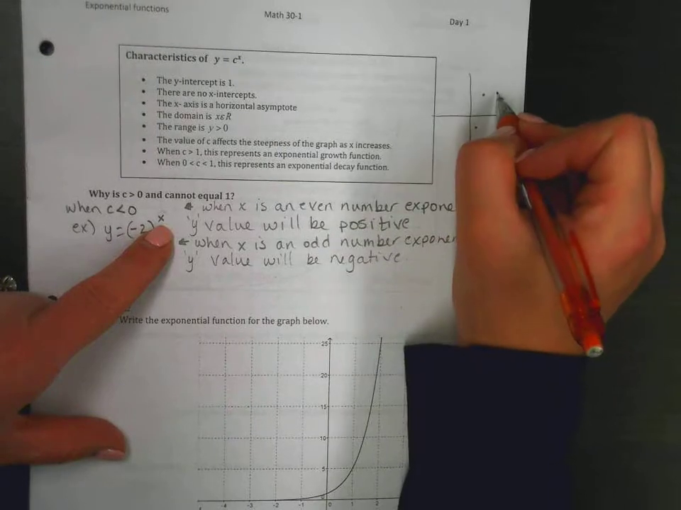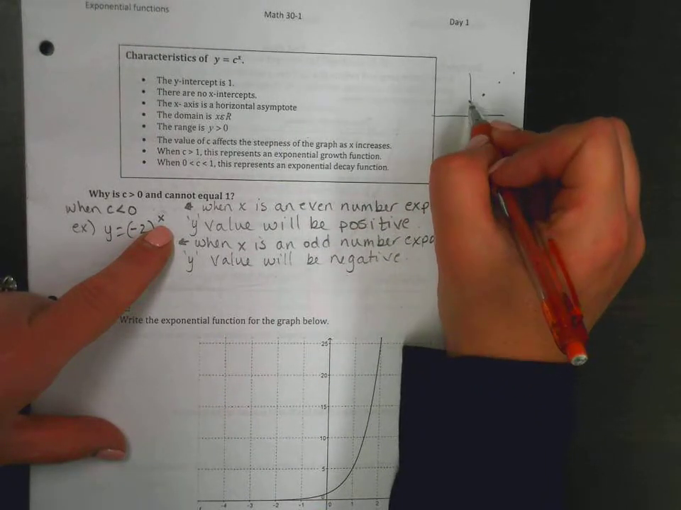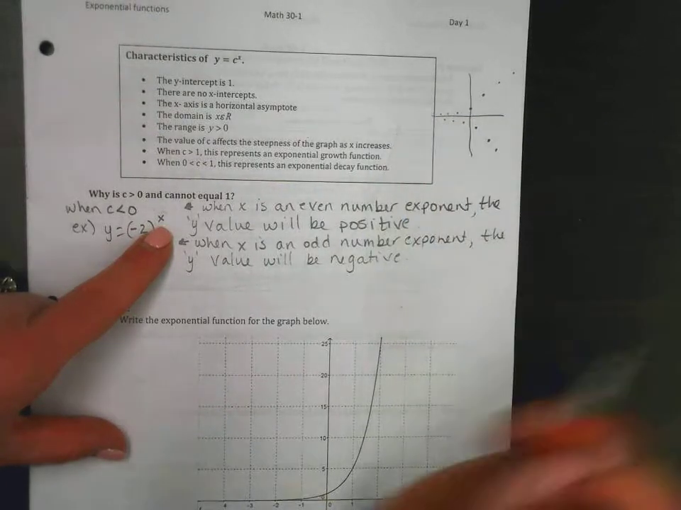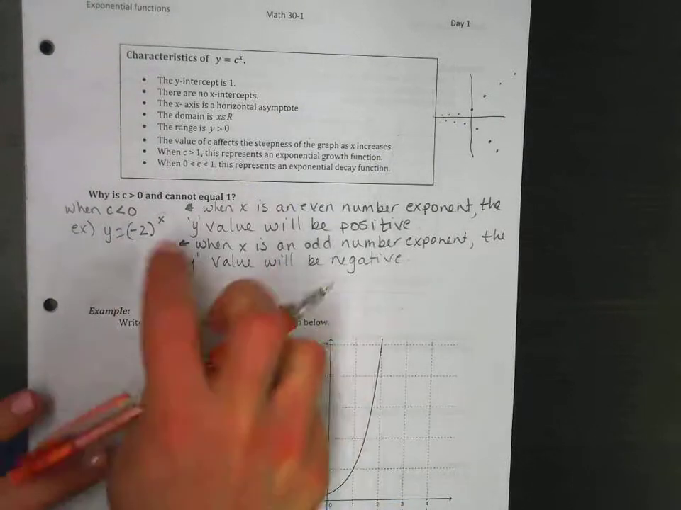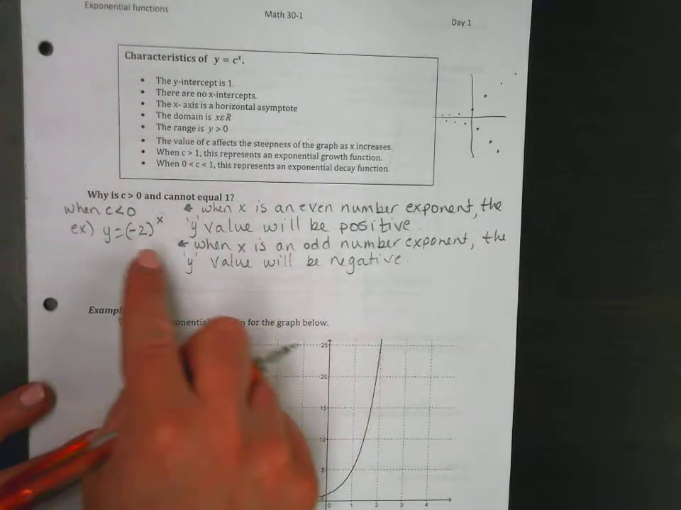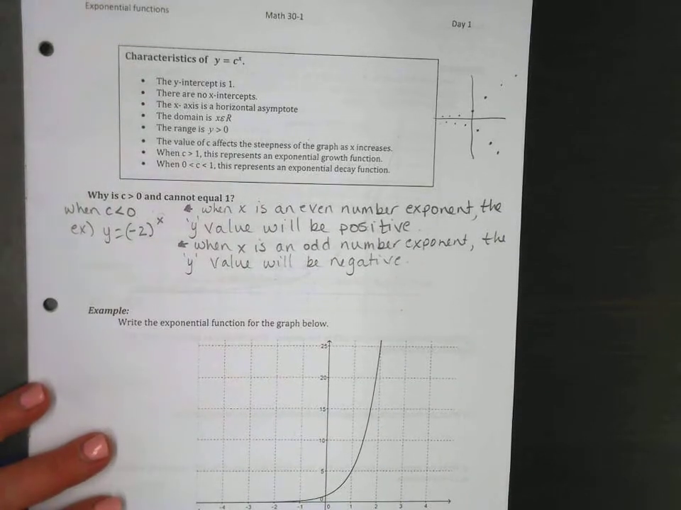So what happens is we get this random graph happening, and then if I went to the right, I get this random graph happening, which does not create an exponential function at all. It's just more of randomized points. So that is why our c value always has to be greater than 0, because if it's less than 0, it actually doesn't create an exponential function at all.